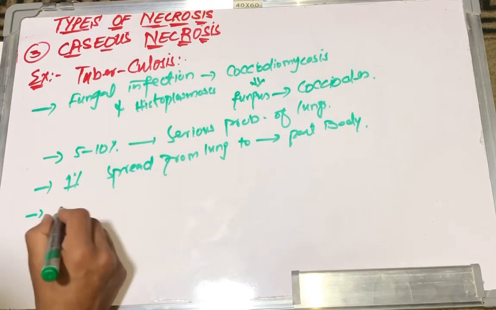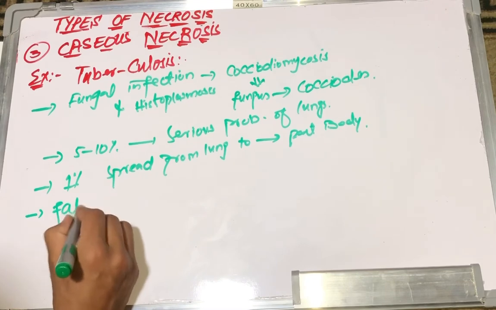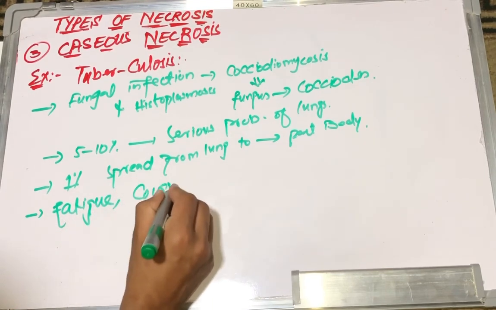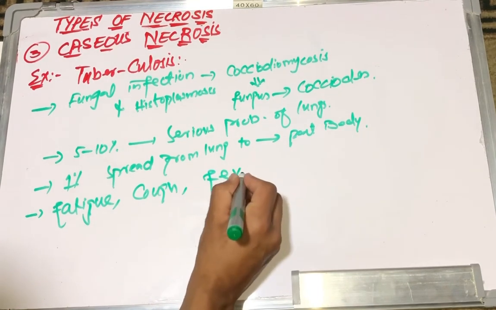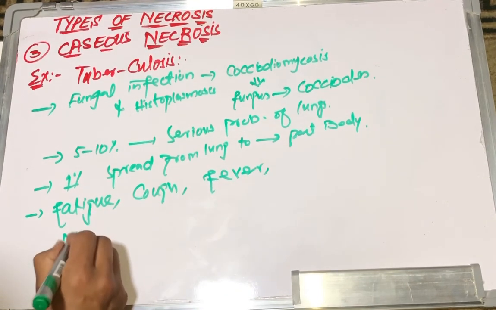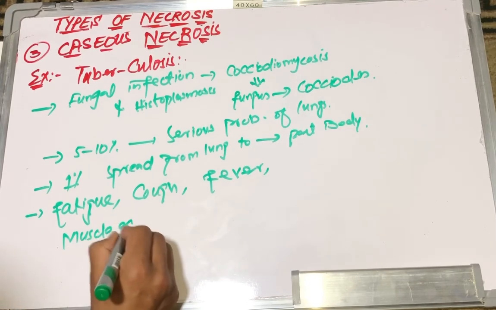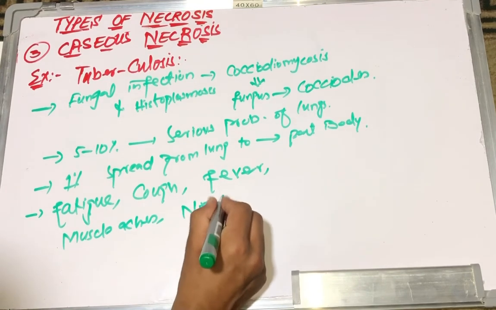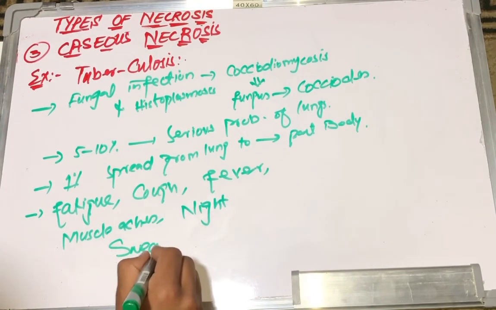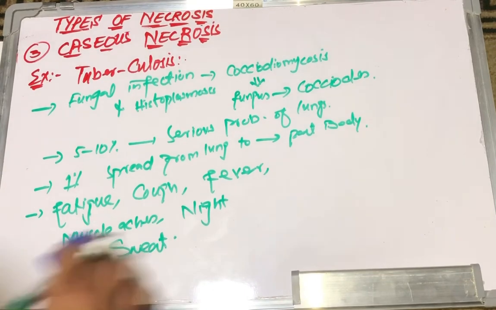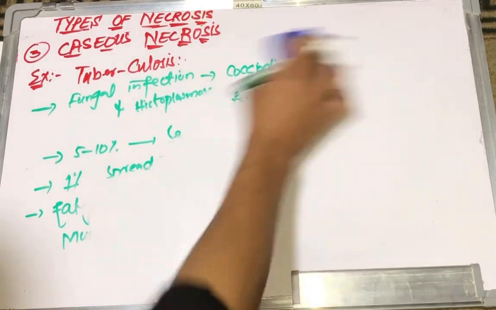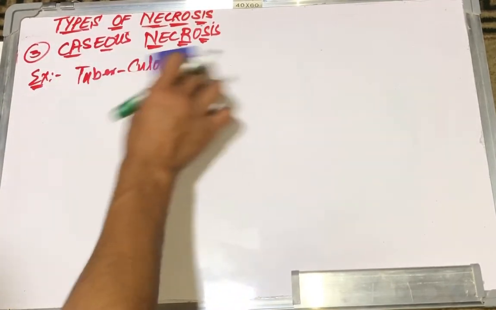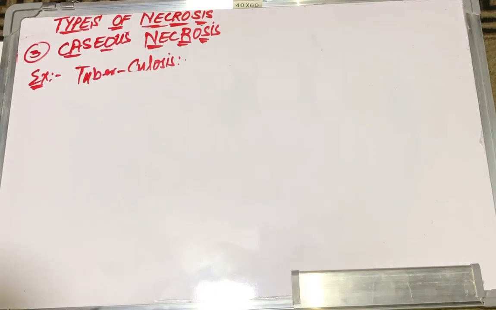The symptoms include fatigue, cough, fever, muscle aches, and night sweats. So these are the symptoms of coccidioidomycosis. This is an infection that in severe condition occurs in the lungs, in about 5 to 10% of people.